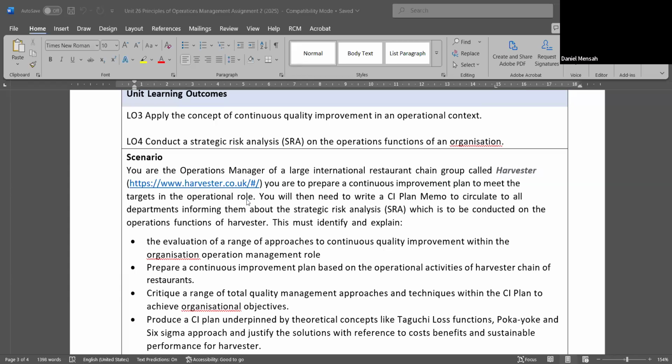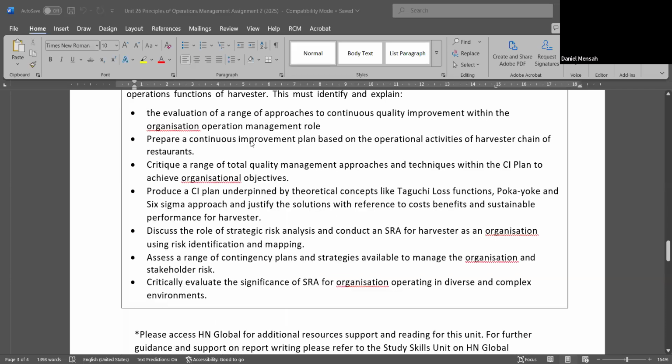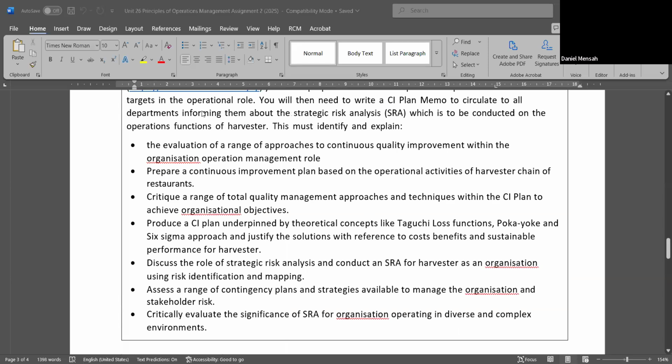There are websites you can go to and find the information there. You are going to prepare a continuous improvement plan to meet the target in the operations role. You will then write a CI plan memo to circulate to all departments, informing them about the strategic risk analysis to be conducted on the operations function of Harvester. This must identify and explain these points. So the memo you create should consist of these points. This is basically your assignment task.